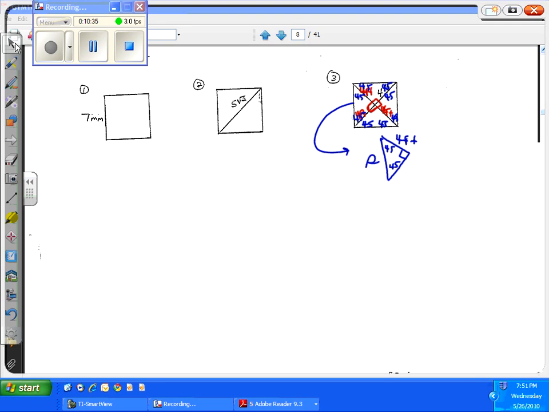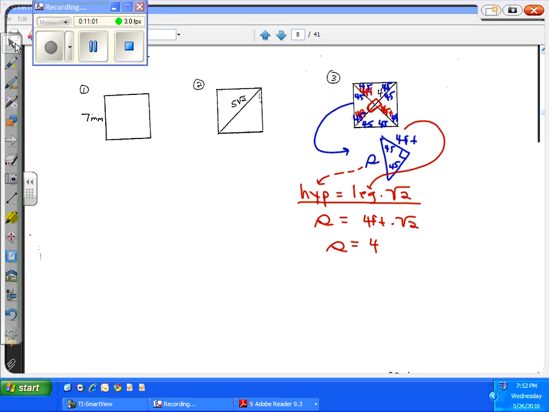If I'm going to find perimeter and area, I need to find the length of a side, and I'm going to do that with the 45, 45, 90 triangle formula, that the hypotenuse is equal to the length of a leg times the square root of 2. So the hypotenuse, which is the side of the square, is equal to the leg, which is 4 feet, times the square root of 2. And so we get that the length of a side is 4 square root 2 feet.